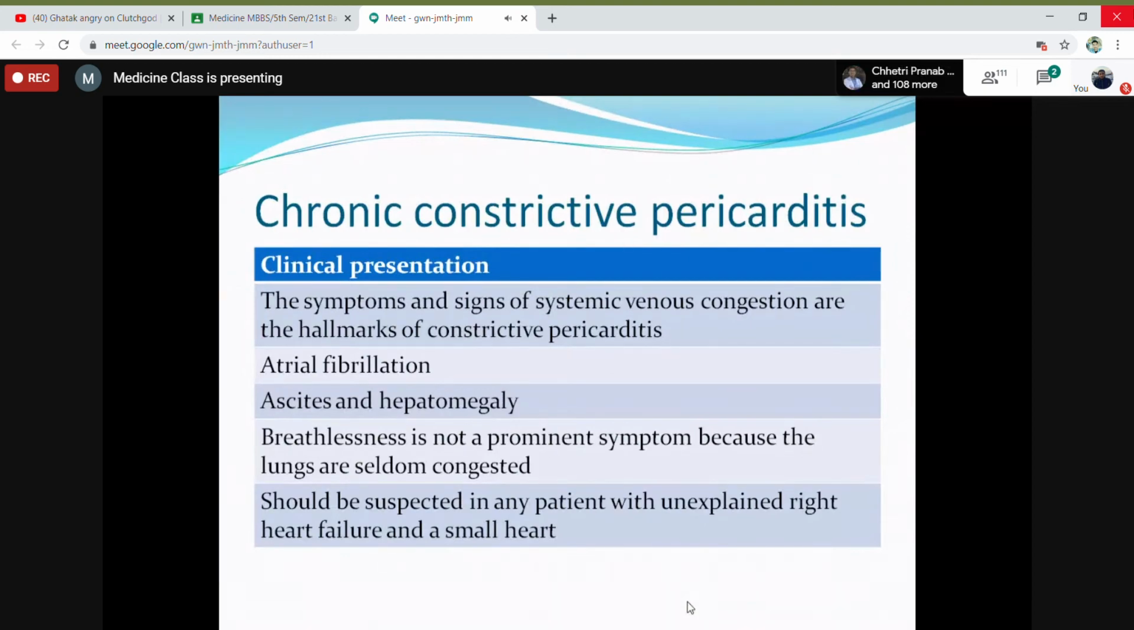Breathlessness may not be the prominent symptom because the lungs are not so much congested. Chronic constrictive pericarditis should be suspected in any patient with unexplained right heart failure with a very small heart. So the patient will have right heart failure, but the size of the heart will be small.